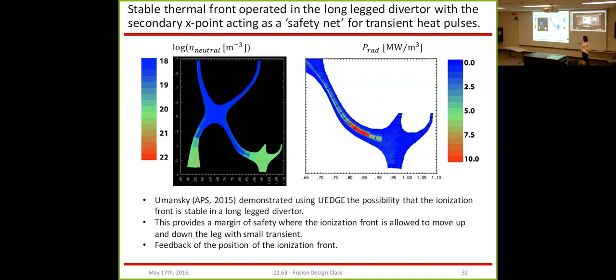And we have the log of the neutral density here, which goes in the opposite direction of plasma density. So up here you have low neutral density, high plasma density, and here you have high neutral density, low plasma density. And you have the radiation power over here. And we want to have good control of where this ionization front is and to be able to understand where it is.